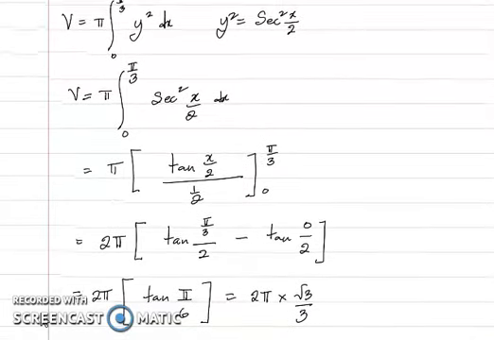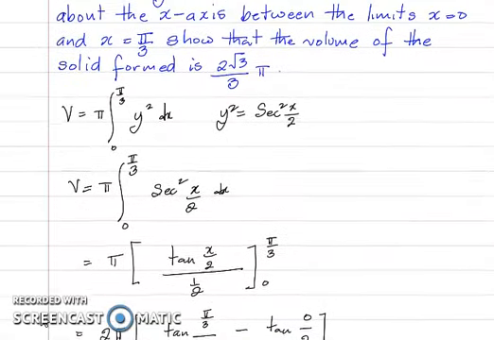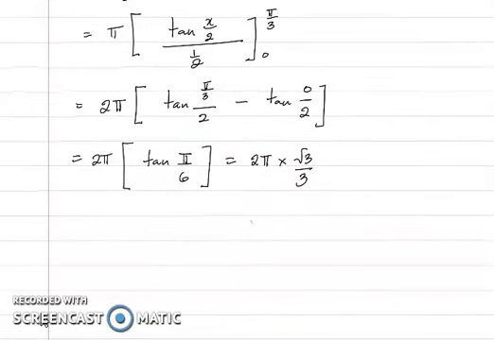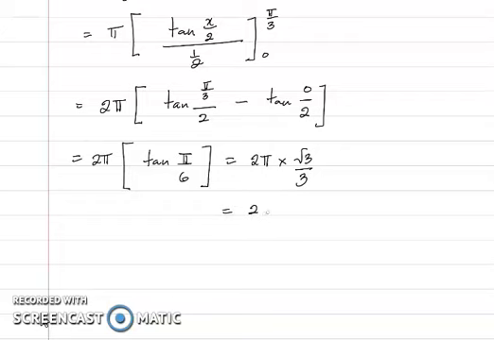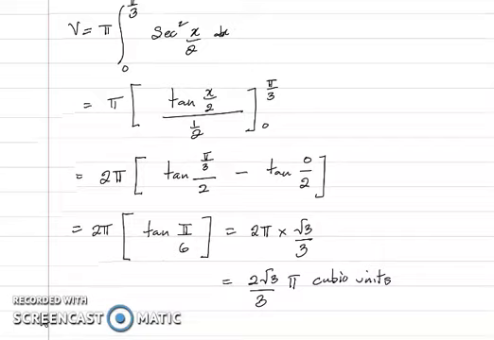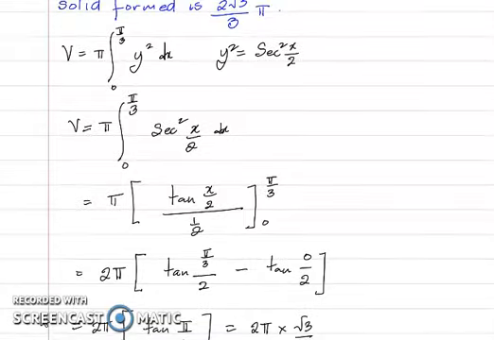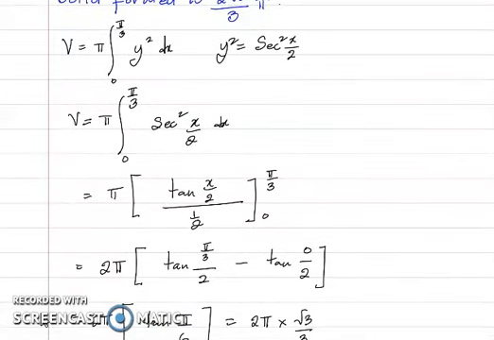And so our final answer is 2 root 3 over 3 pi cubic units. All right. So the question required us to show that the volume was equal to 2 root 3 over 3 pi. All right. That's what we're asked to do. We just did it. So the question is complete.